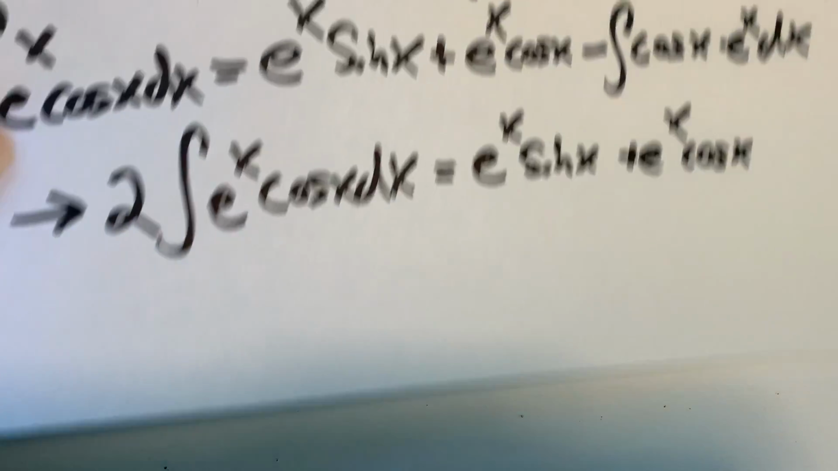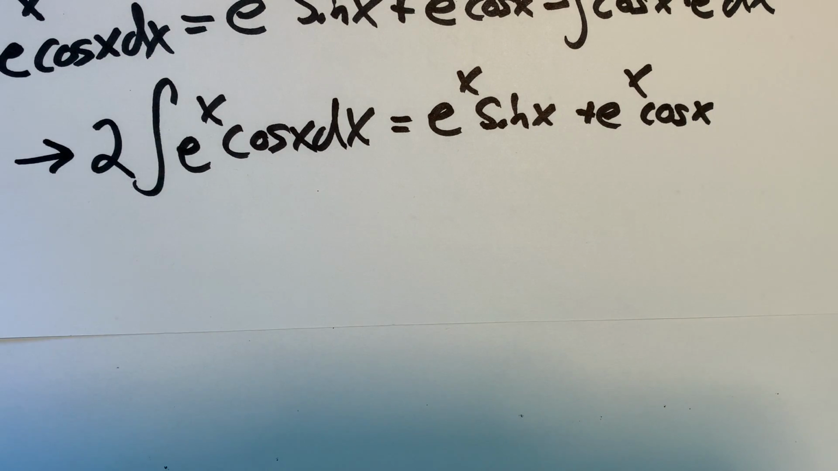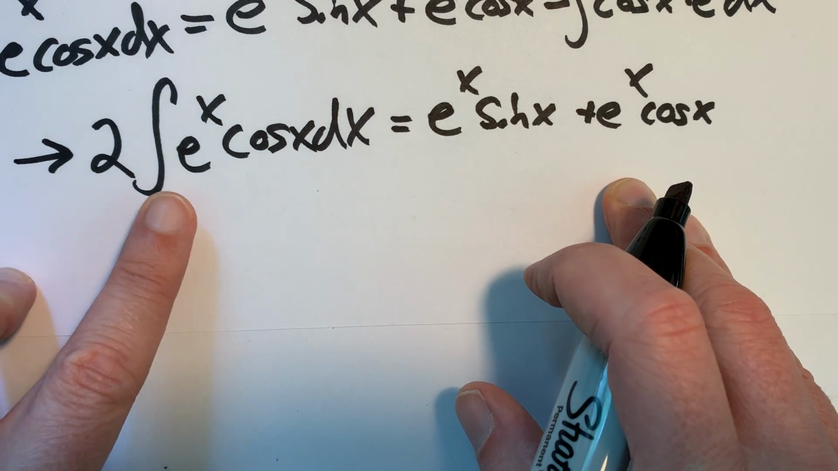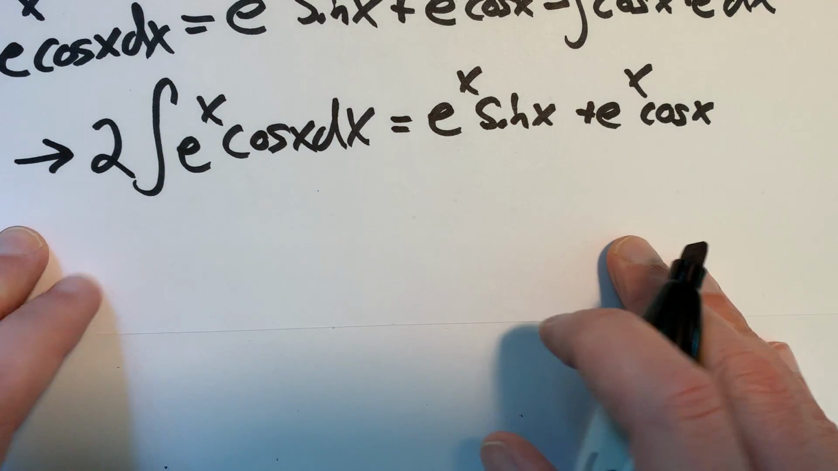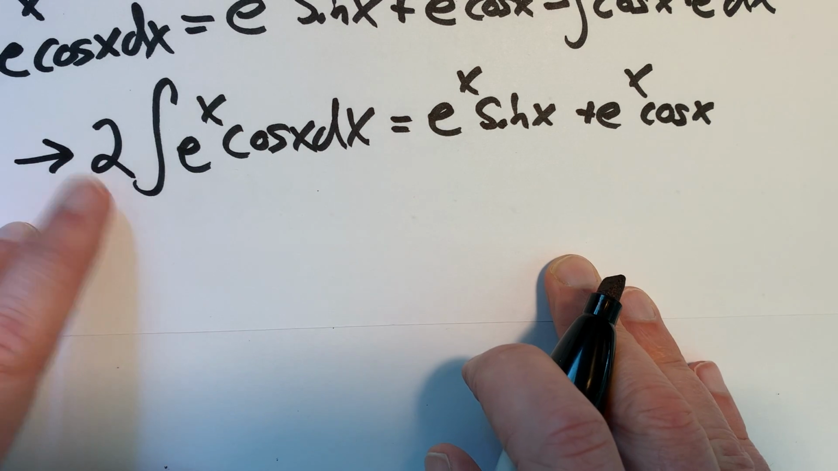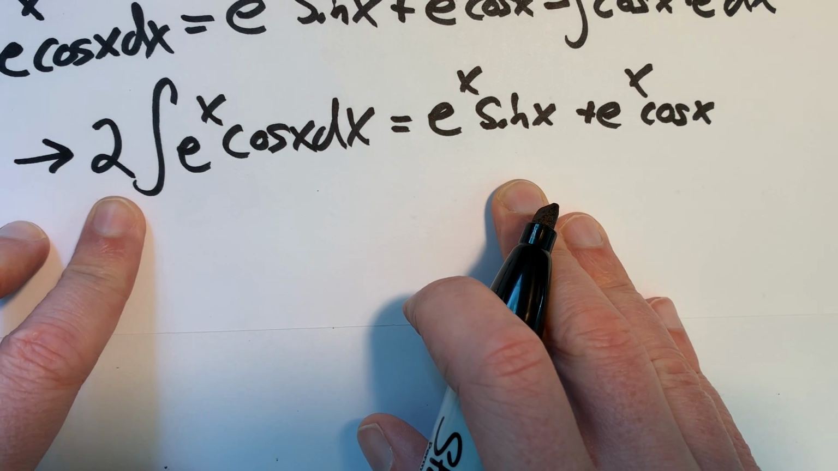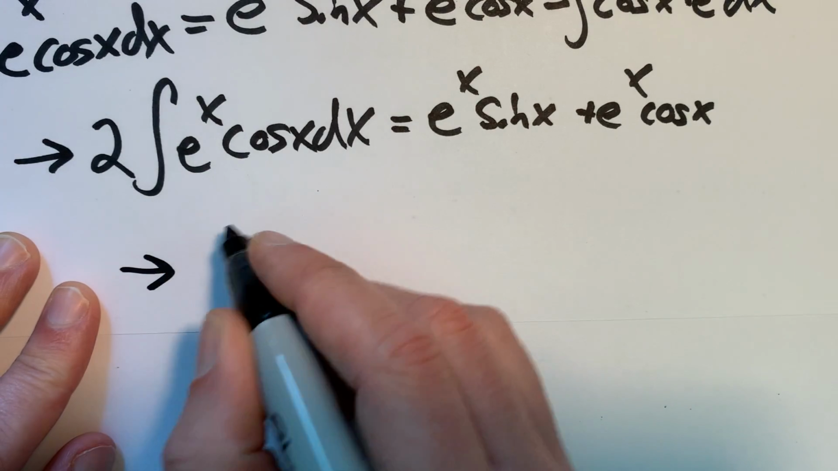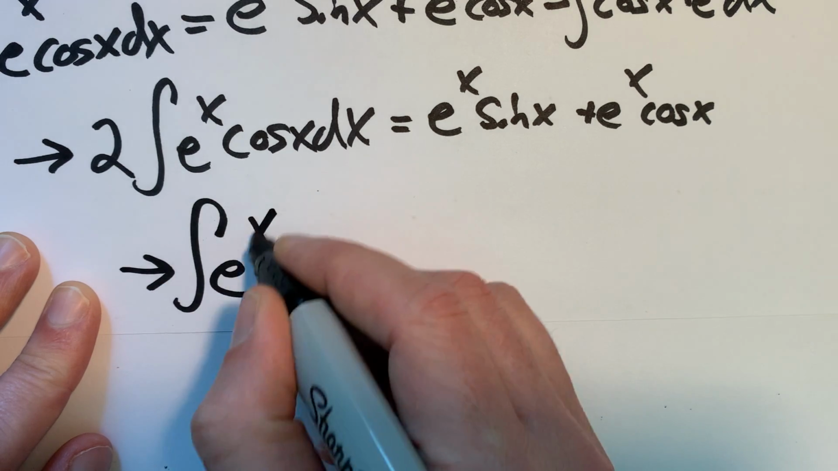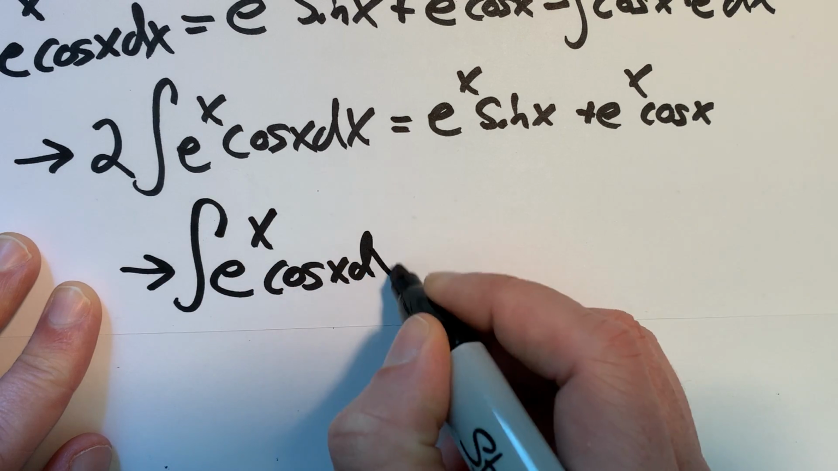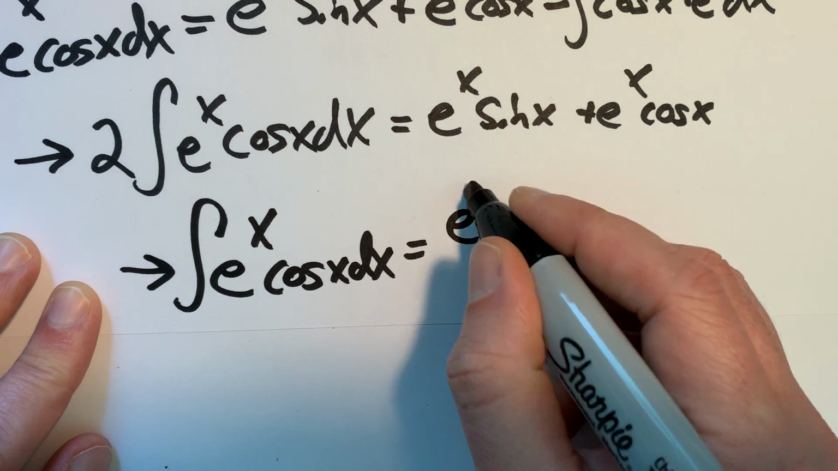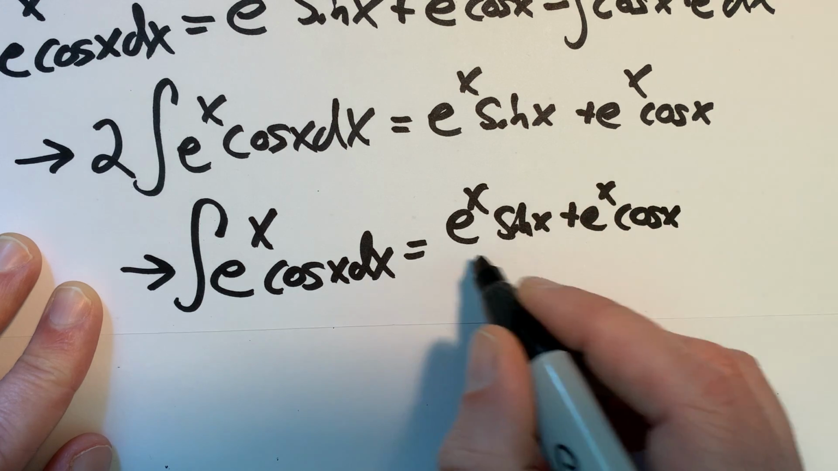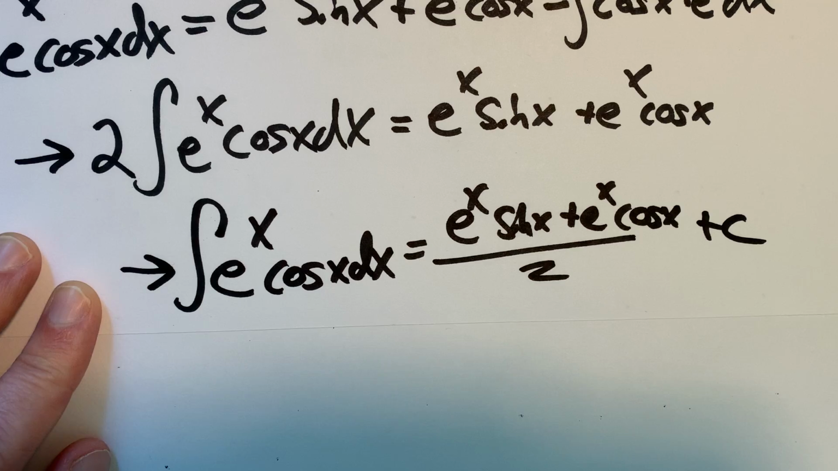I mean, most integrals, certainly in the intro, we just have some function come out. But this seems to be kind of reciprocal, all right? It's spitting itself out. Now we have 2 of these. So what I'm going to do is I'm just going to divide both sides by 2 as if it's just a variable. And so by doing that, I'm going to say, well, the integral of e to the x cosine x dx must equal e to the x sine x plus e to the x cosine x over 2, plus an integration constant.